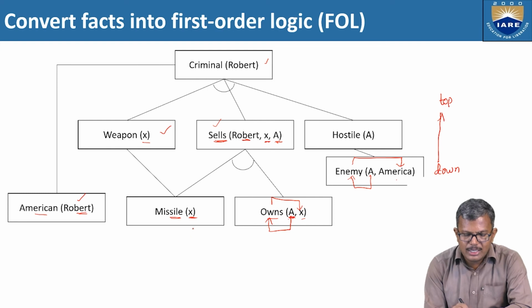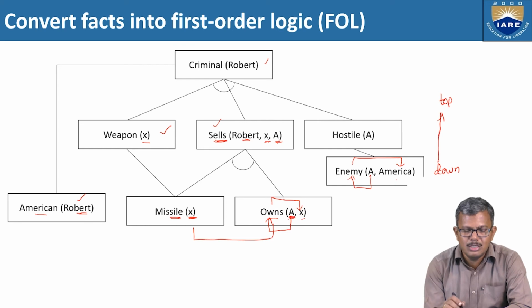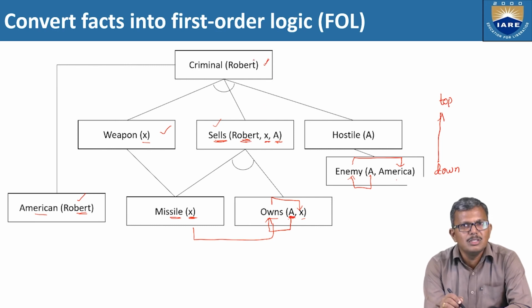Or otherwise you can take the help of these two representations, these two facts. Talking about missile X and talking about the nation, A is having the missiles. So who sold those missiles? The robot. So who is the robot here? Robot is the American. So obviously, robot will become the criminal.